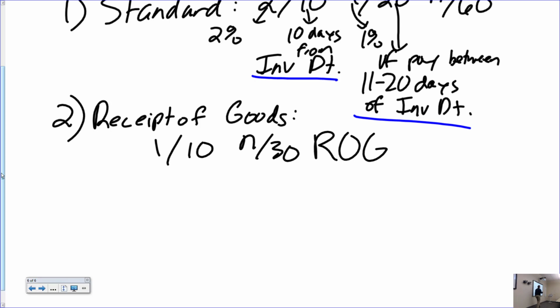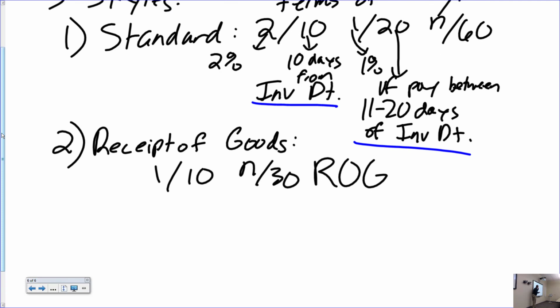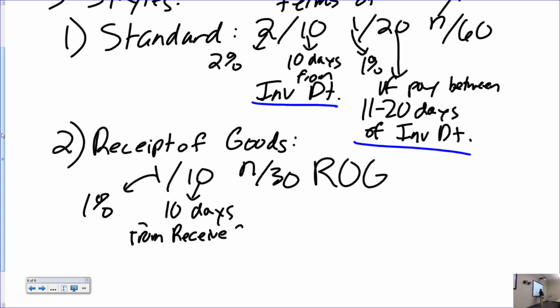So note the difference in the way they look, all right? Receipt of goods terms, basically what it means is exactly the same as up here, but instead of things being based off the invoice date, these 10 days are based off when you get the goods, okay? So, you're getting a 1% discount if you pay 10 days from receiving goods.